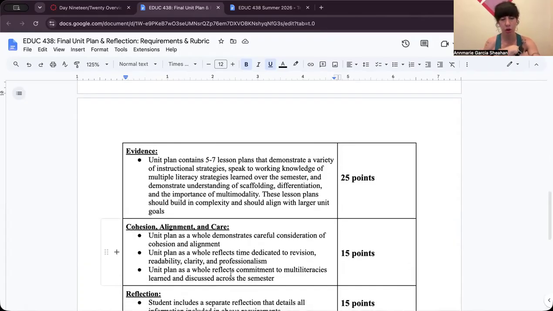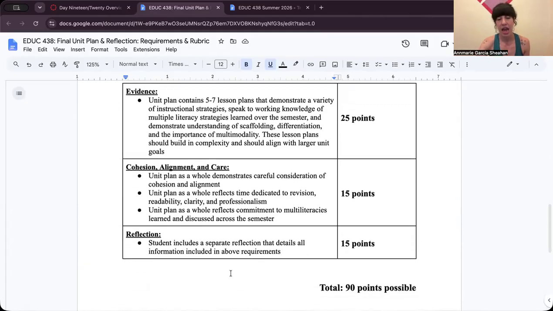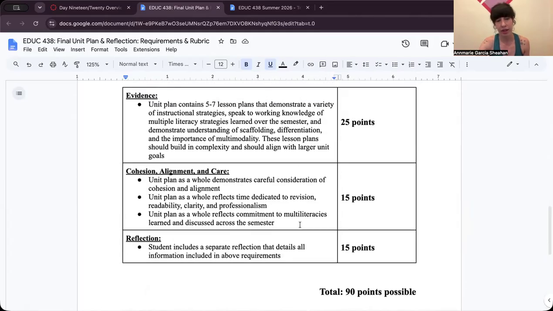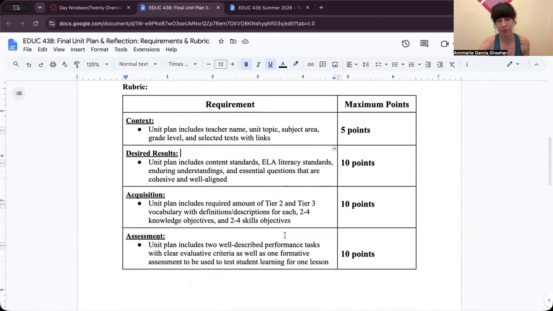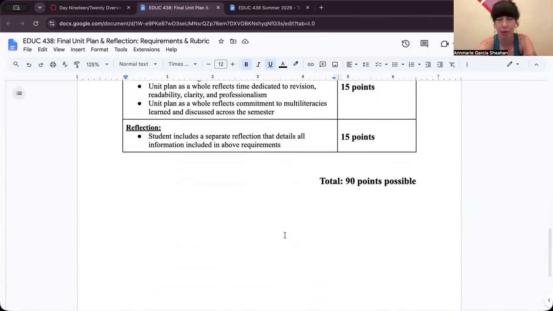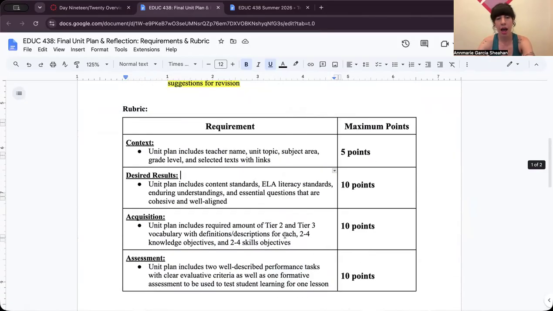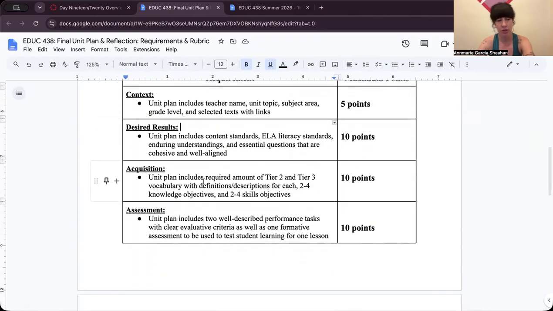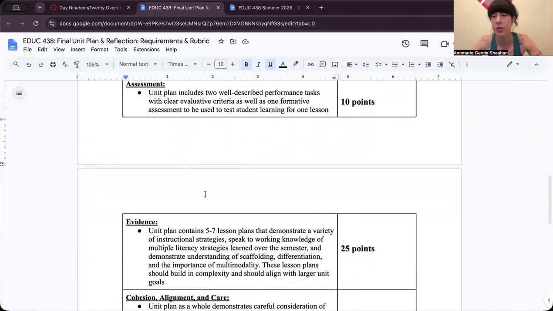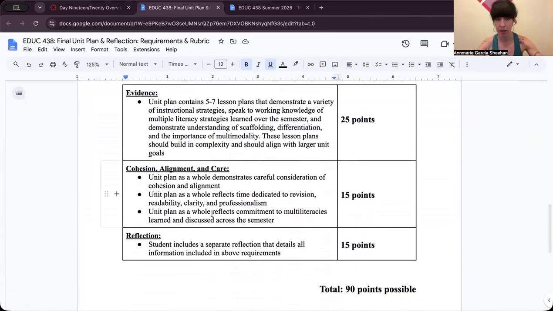And then your unit plan as a whole reflects commitment to multi-literacies learned and discussed across the semester, okay? This is a unit plan that is rooted in literacy and rooted in UDL and multimodality. So I want to see that, right, across the span of your unit plan. And then the reflection itself is 15 points, and of course, your requirements for that are up here, for a total of 90 points possible. Like I said, okay, I kind of know where you're at: context, desired results, acquisition, assessment, evidence. I've already graded those sections for you. What I'm looking for mostly is these last two sections, right? I should be able to go back into the early stages of your unit plan.